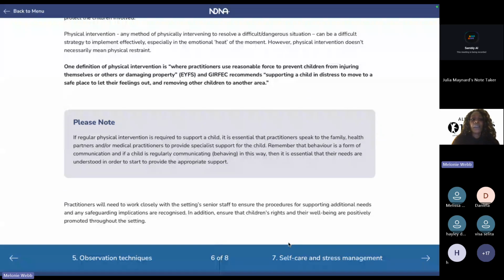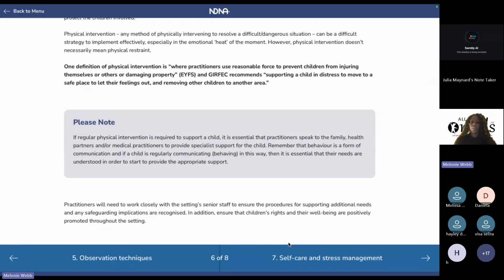If regular physical intervention is required to support a child, it is essential that practitioners speak to the family, health partners, and medical practitioners to provide specialist support for the child. Remember that behaviour is a form of communication, and if a child is regularly communicating in this way, then it is essential that their needs are understood in order to start to provide the appropriate support.